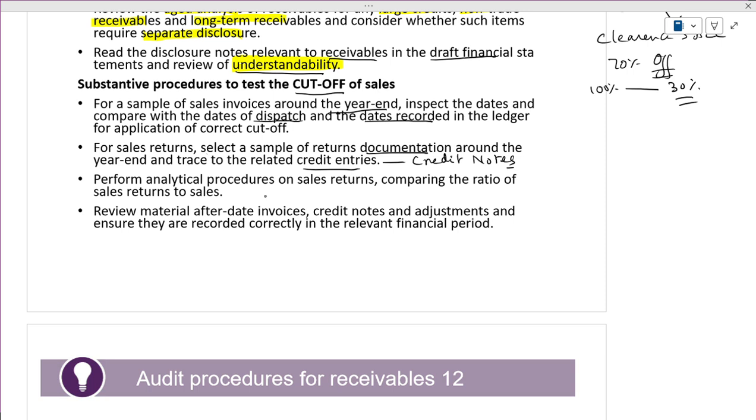Perform analytical procedure. What are the sales returns? Why are we doing this? It is not a very positive sign that we are getting sales returns. If the frequency or the amount of sales returns is increasing, definitely it will impact your sales, and subsequently it will impact your receivables.